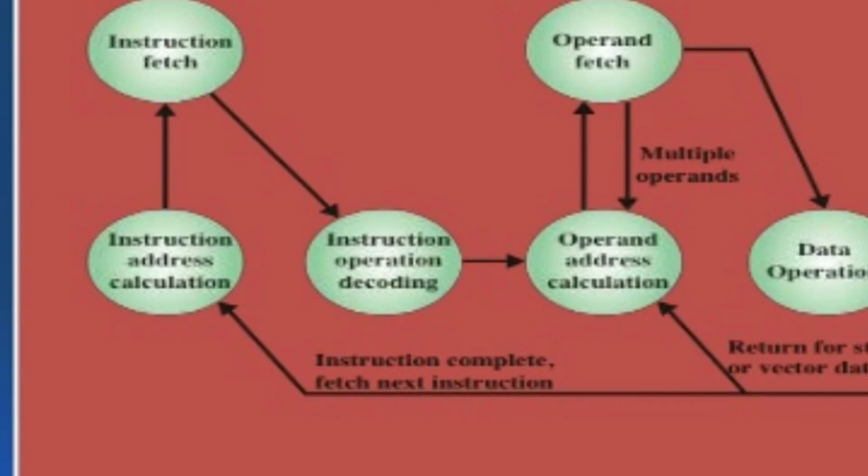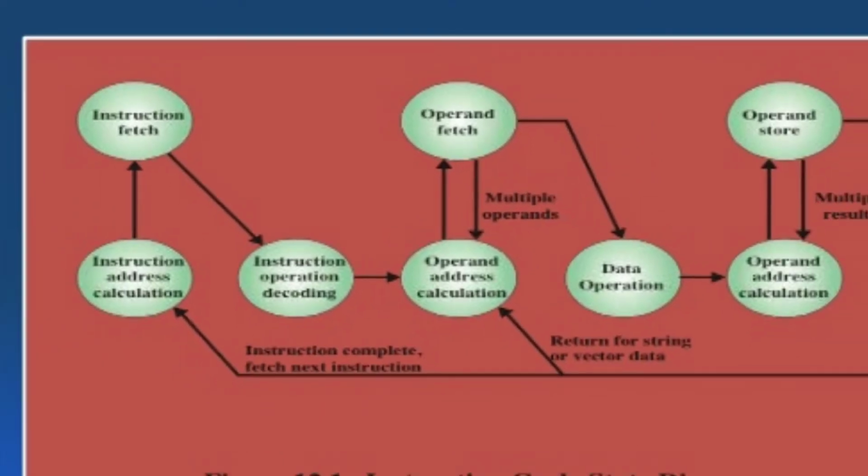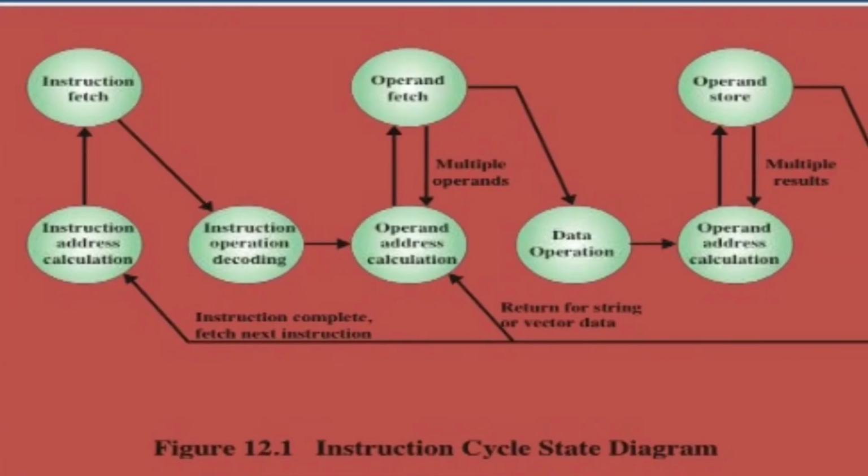So first the instruction is fetched and decoded, then the operation is performed on the data, and the data is stored, as data is nothing but the operand. The operand will be fetched, the operation performed, and the result stored again in a register. Okay, this is the actual diagram of the instruction cycle.